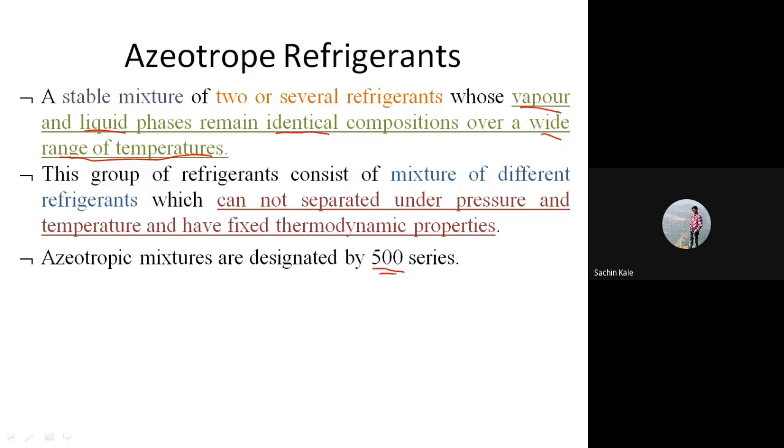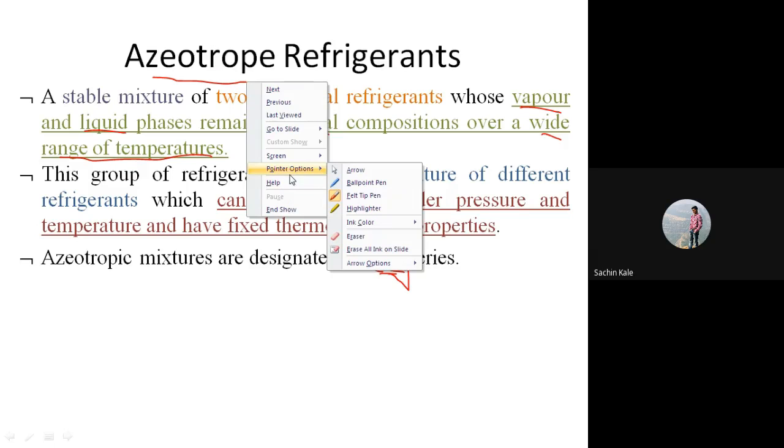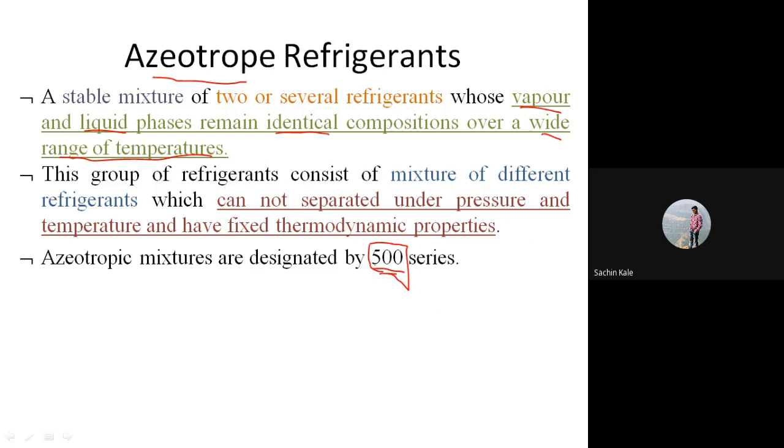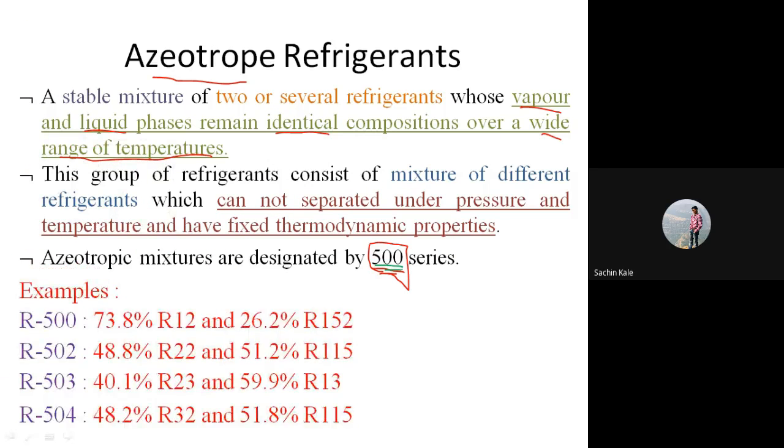How to identify whether this is an azeotropic refrigerant or not? If the refrigerant number starts from the 500 series, then you have to consider that it falls under the category of azeotropic refrigerant. So all the azeotropic refrigerants will be designated by the 500 series. Examples of azeotropic refrigerants are R500, R502, R503, R504. As all these refrigerants start with the 500 series, they will be called azeotropic refrigerants.